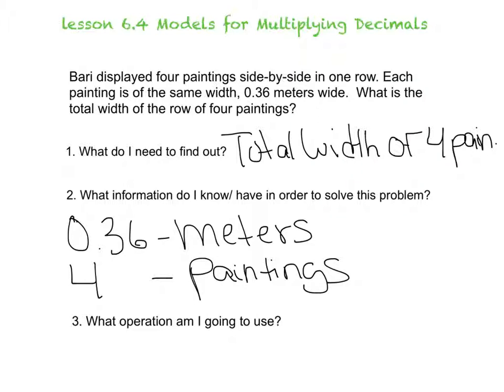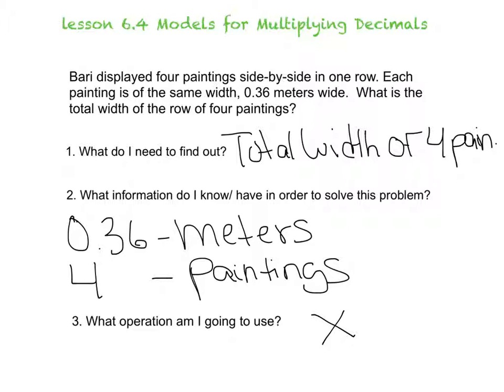I can add each picture, I can add 3600 4 times, but that's kind of time consuming. There's an easier way. I'm going to multiply, right? Because I can simply multiply 3600 times 4. That would be the easiest. So I'm going to go ahead and I'm going to use multiplication. So I'm going to put my symbol in here.